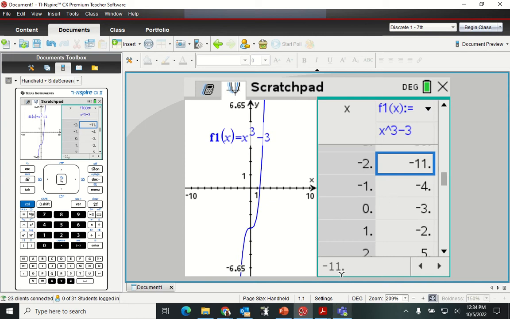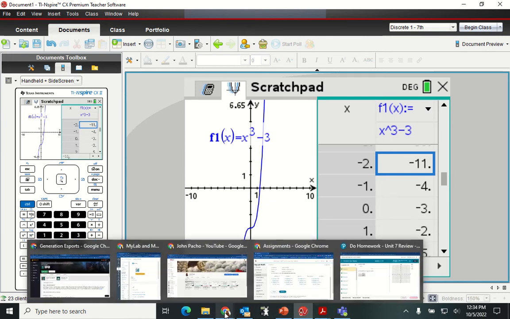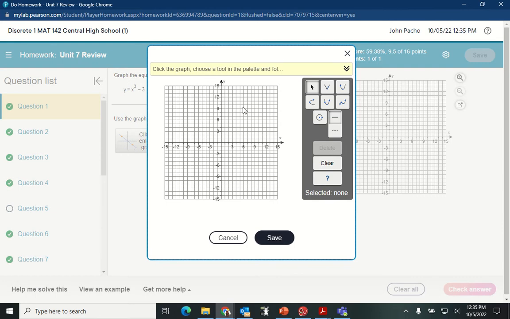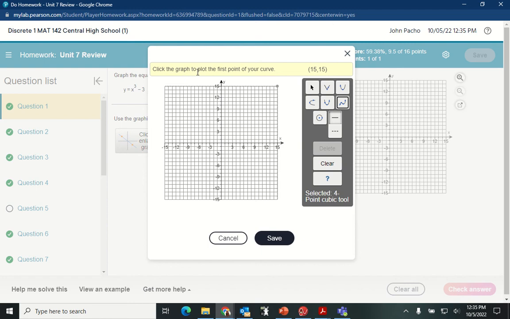Does it go to 10? What does my graph go to? Oh, it goes to 15. My graph goes to 15 here. So I'm going to show you how to enter this. So the first thing I do is I need to select what type of graph it is. So it's going to be this one right here. It's this shape, right? I'm clicking on that. And now it says click the graph to plot your first point on your curve.